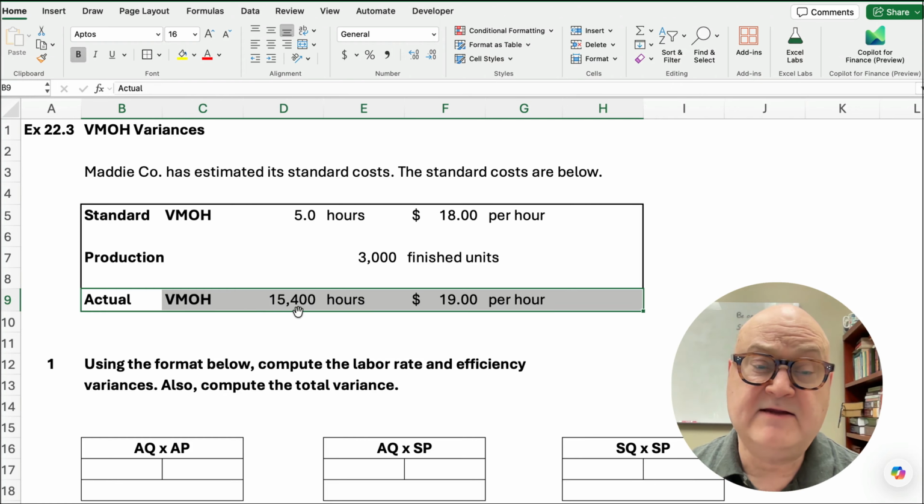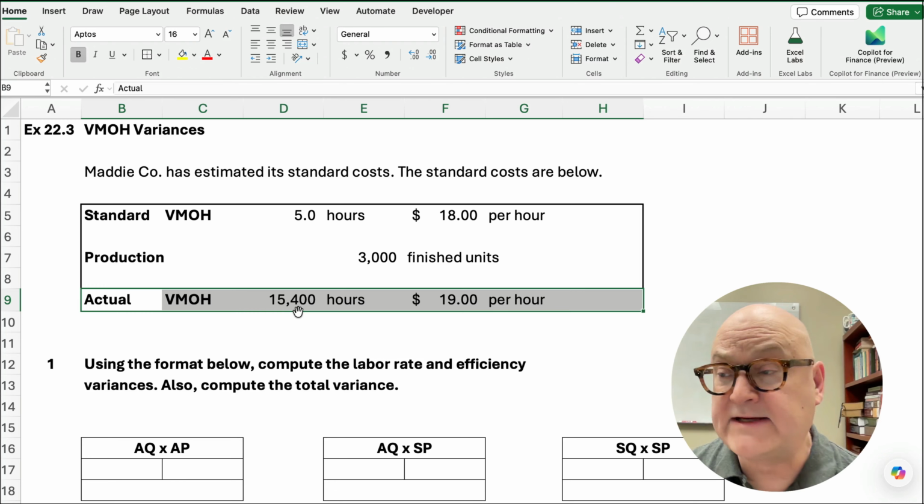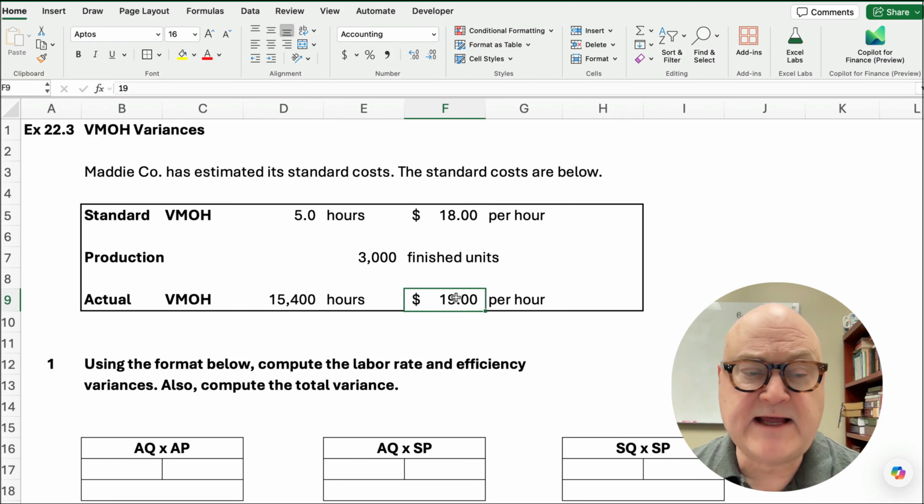We use 15,400 hours of direct labor or machine hours or whatever. And so then we spent $19 per hour. We thought we'd spend 18, we spent 19.